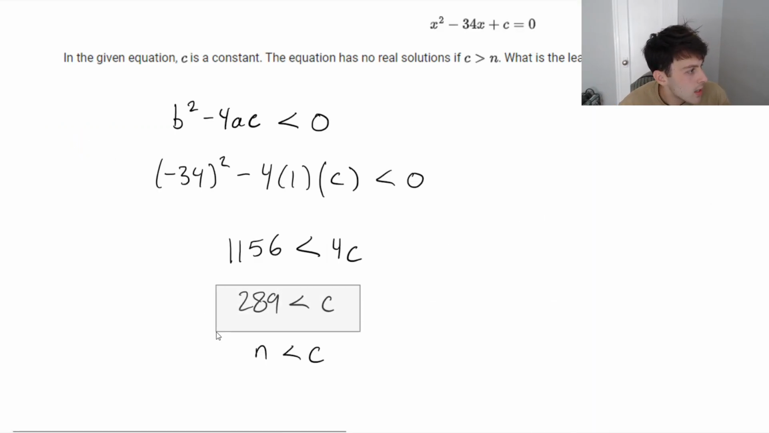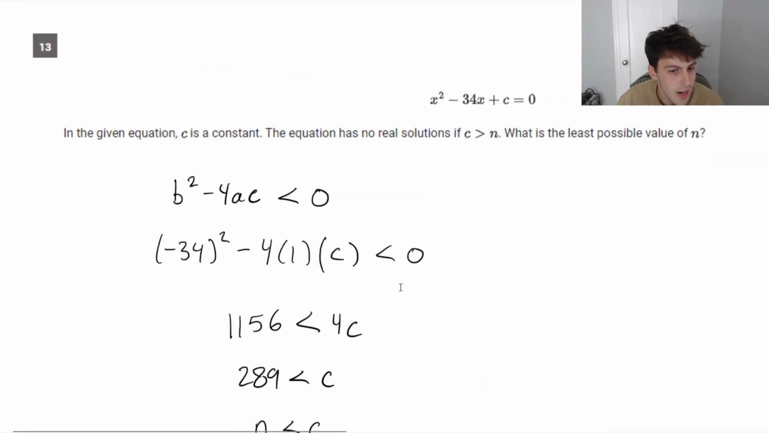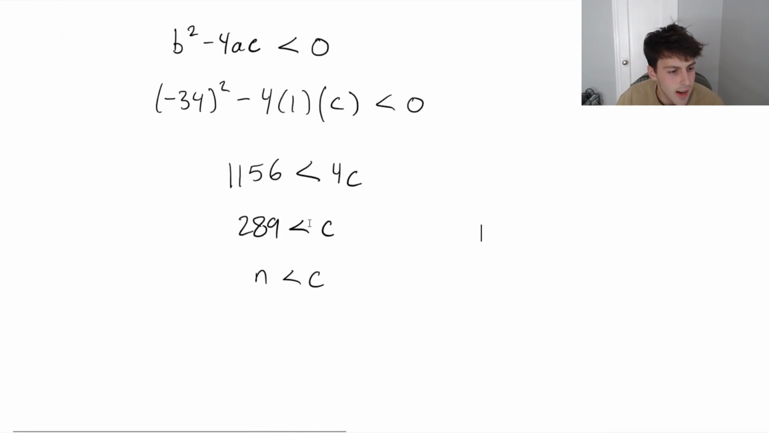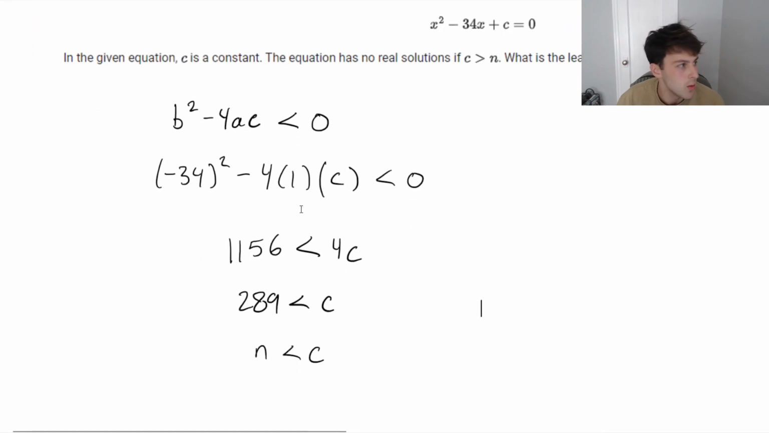We're saying that c has to be over 289. So I think we can assume that in this question that c has to be an integer, because if that wasn't a constraint on this question, then you could argue many answers here. Or actually, yeah, no, that makes sense. What is the least possible value of n? Yeah, 289 would be the right answer. Just don't overthink this one.